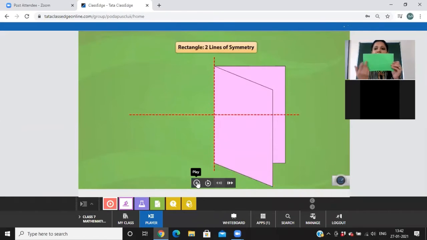Very good. That means a rectangle has this vertical line of symmetry. Now fold the rectangle horizontally. Still you can see that the two halves completely overlap. Yes or no? Yes, ma'am. Now all of you, do this activity and fold this rectangle along the diagonal. When you fold this rectangle diagonally, do the two halves overlap? No, ma'am. Very good. That means this rectangle has two lines of symmetry, one vertical and the other horizontal.